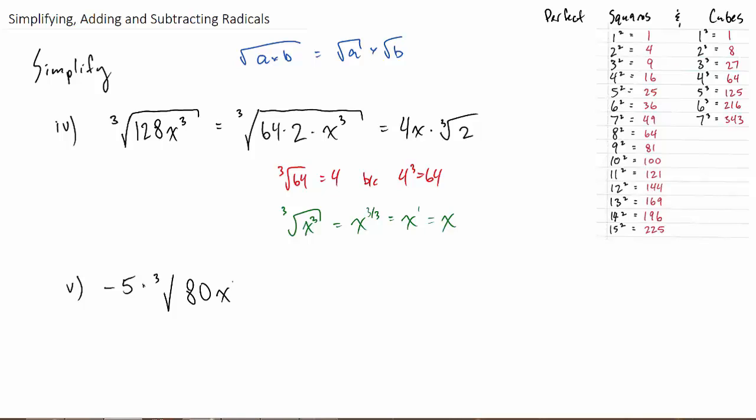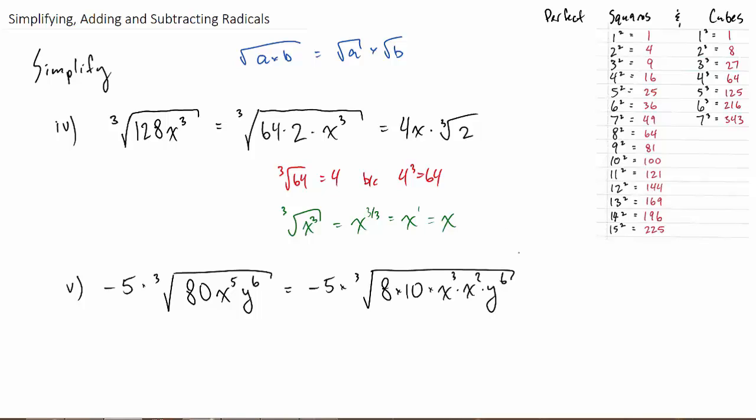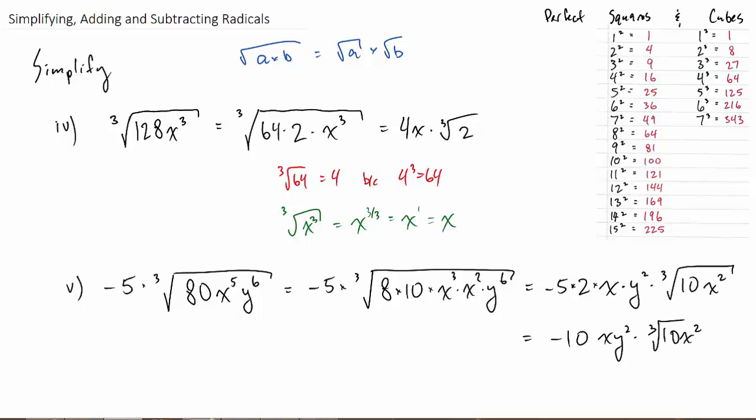Right, here's one with a negative out front. We have an 80. Now notice we don't want to use 16 and 5 again, like we did previously. This time we're going to use 8 and 10 because it's a cube root, and 8 is a perfect cube. So we can take that 8 out, we can evaluate the cube root, it becomes a 2. We go across, notice you take all the y's out as well. Cube root of y to the 6th is y squared. And we do have to leave the 10 and the x squared in the cube root because we can't reduce those any further.